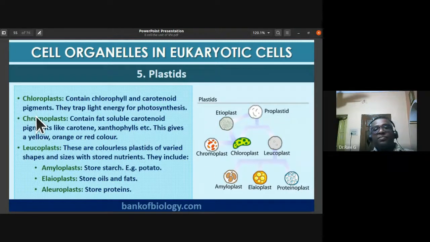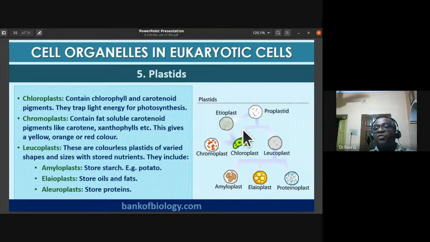So the chloroplasts contain chlorophyll and carotenoid pigments. They trap light energy required for photosynthesis. The chromoplasts are made up of fat-soluble carotenoid pigments like carotene, xanthophylls, etc. This gives the yellow, orange, or red color to the chromoplasts. Leucoplasts are colorless plastids of various shape and size, and they store nutrients.